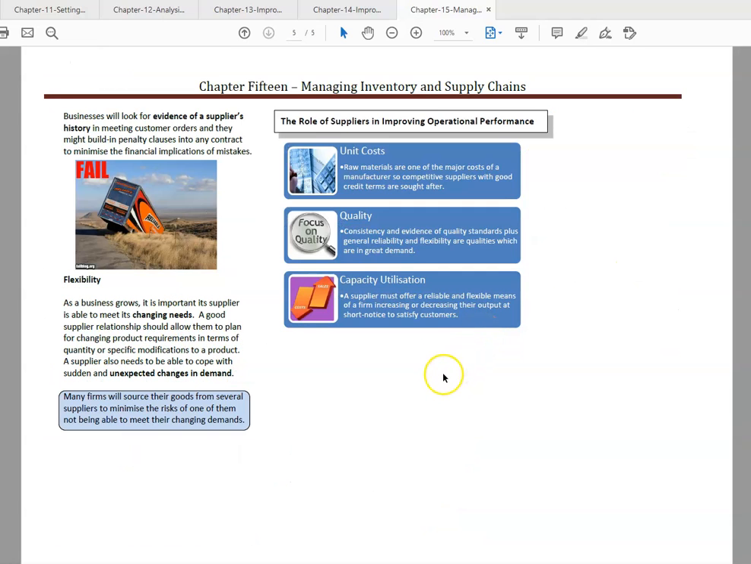Okay, so that is a brief summary for you now to go and read and make notes on these chapters.